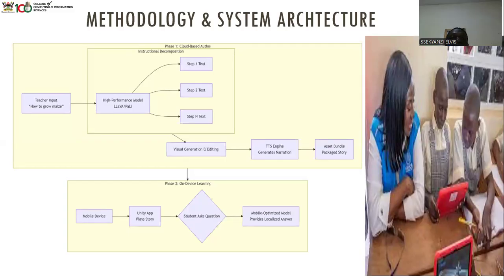It will break them into step one, step two, step three, and an image generating model such as Stable Diffusion will be able to generate images for those steps. Then there is the visual generation engine, then the text-to-speech engine, such as Google, which will be able to generate audio messages, maybe explaining those steps in different languages, such as Kiswahili, Luganda, and English.